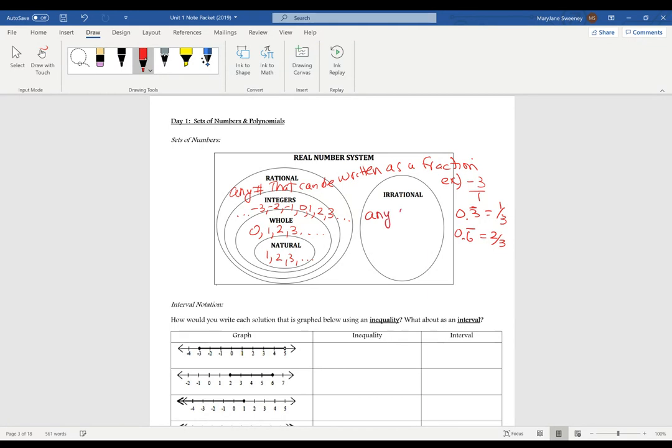Irrational numbers are any number that cannot be written as a fraction. For example, pi, or our irrational number e.